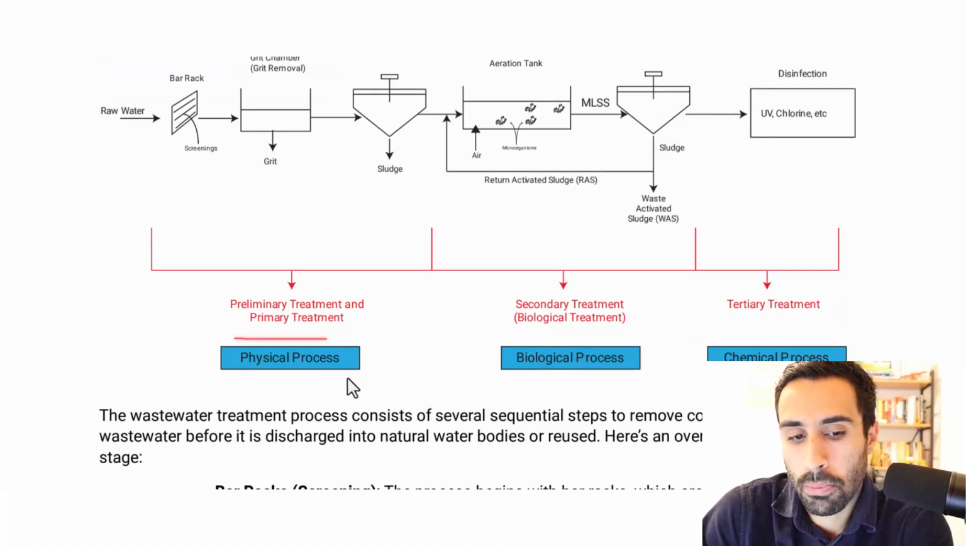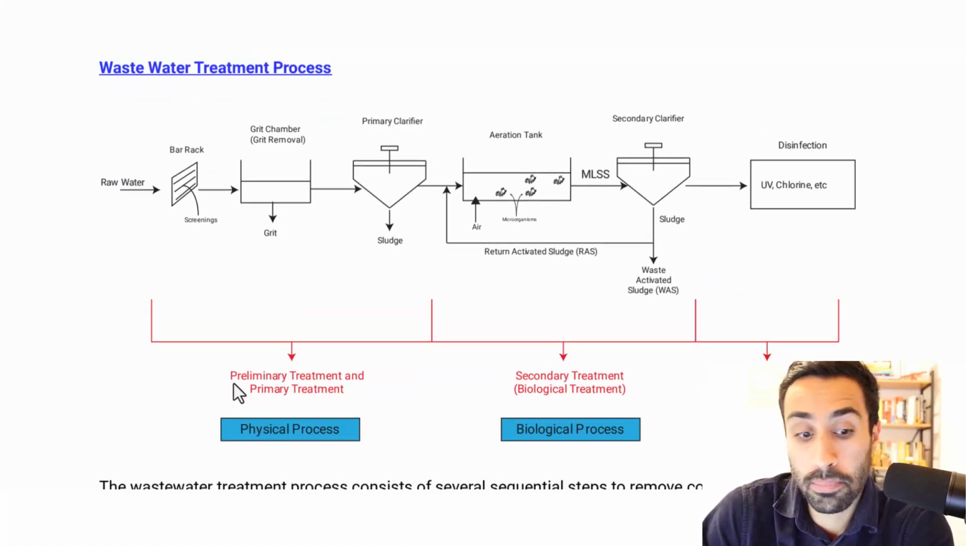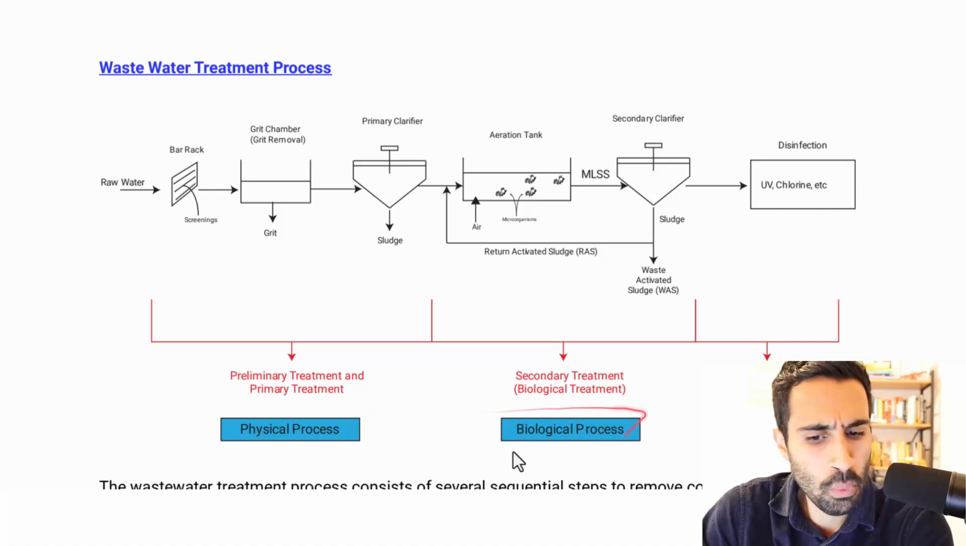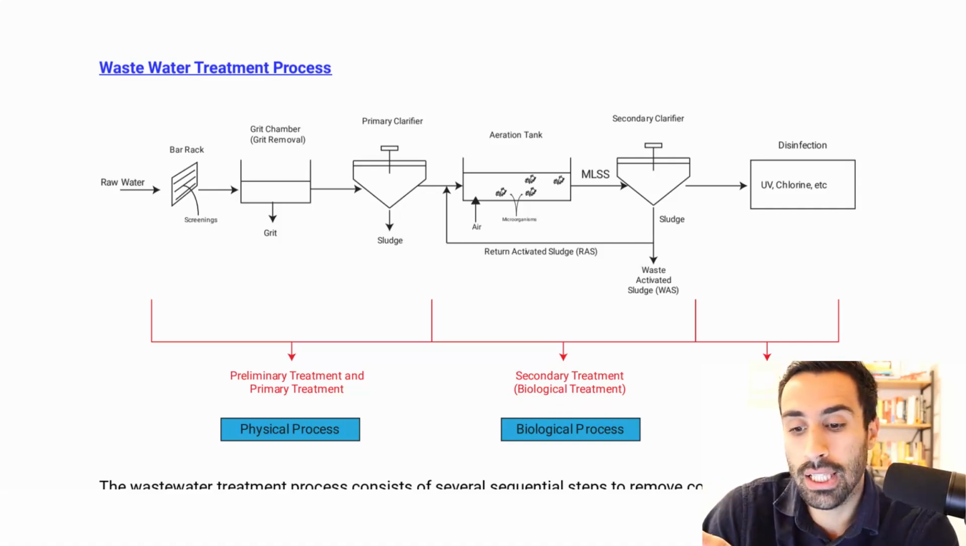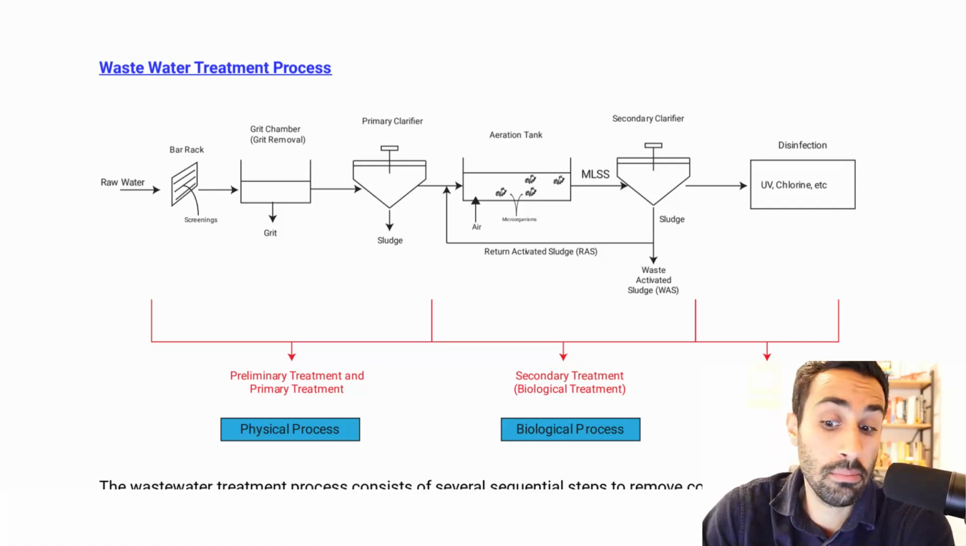We have a physical process where we have the preliminary treatment and primary treatment. We have the biological process. This is the secondary treatment. Biological treatment is always secondary treatment. And lastly, we can call the last process a chemical process, tertiary treatment, where we have our disinfection.